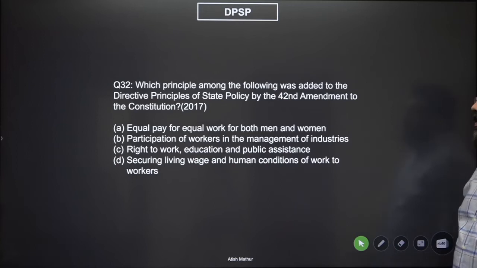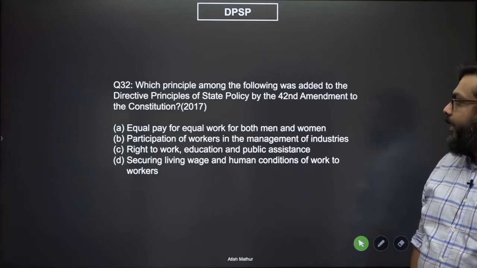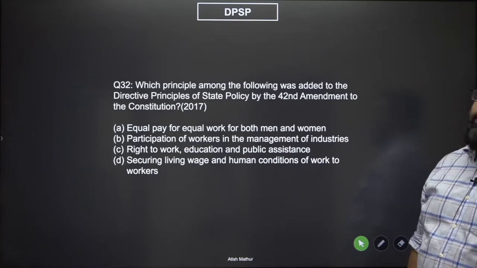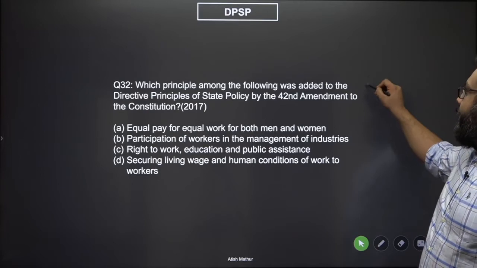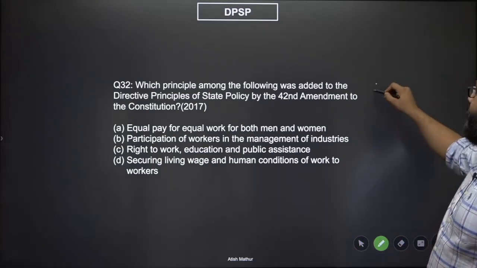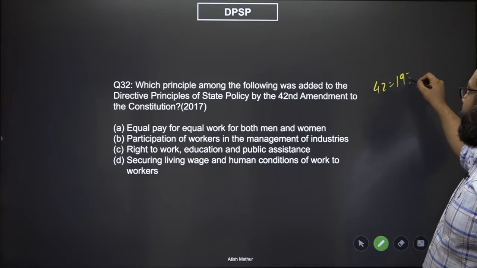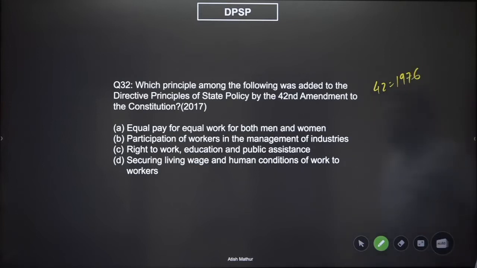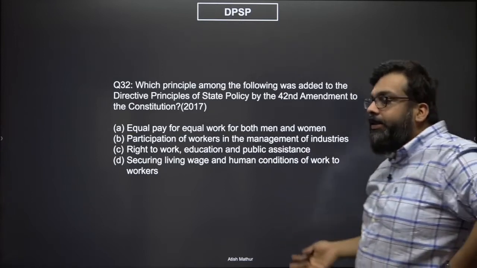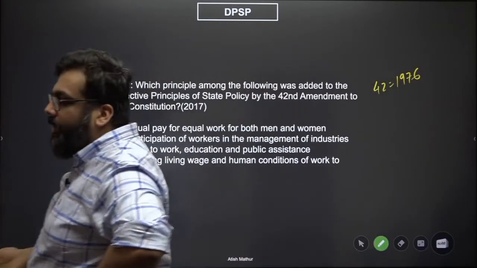Next, which principle among the following was added to the directive principles of state policy by the 42nd Amendment to the Constitution? 42nd Amendment is 1976. We've all remembered this. Equal pay for equal work for both men and women, participation of workers in the management of industries, right to work, education and public assistance, securing the living wage and human conditions of work to the workers. Now, it is very difficult for people to remember this.